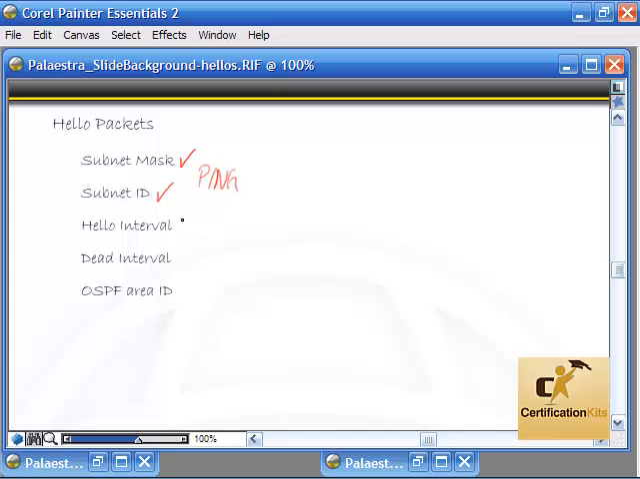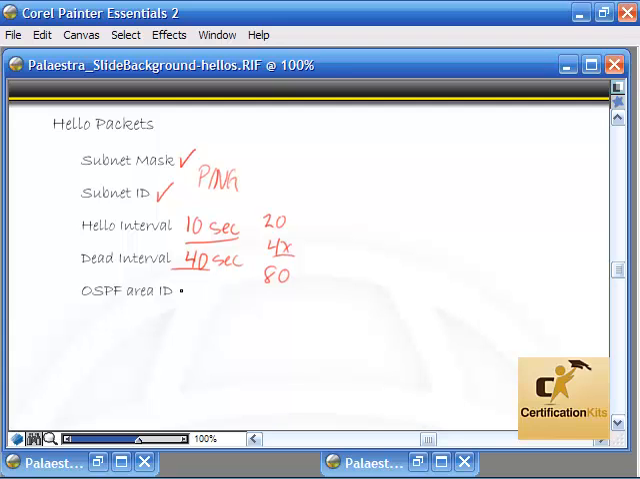So they've got to be able to ping each other. The hello interval must match. Again, 10 seconds by default. That can be changed at the interface. The dead interval is always 40 seconds. Well, not 40 seconds. It's always 4 times the hello interval. So if I change the hello interval to 20 seconds, then the dead interval would be 80 seconds. So whatever the hello interval is, it's 4 times that for the dead interval.